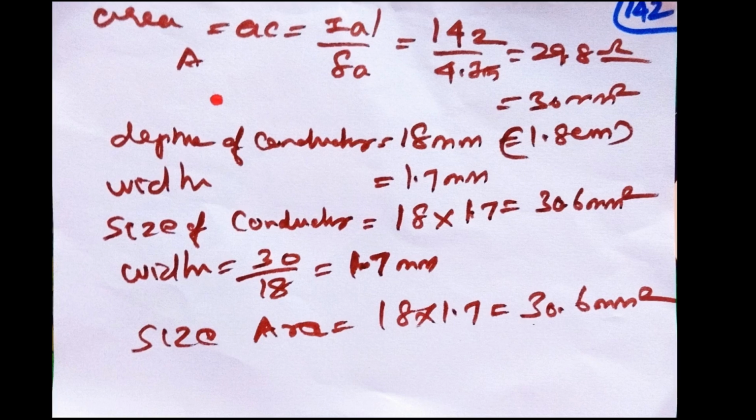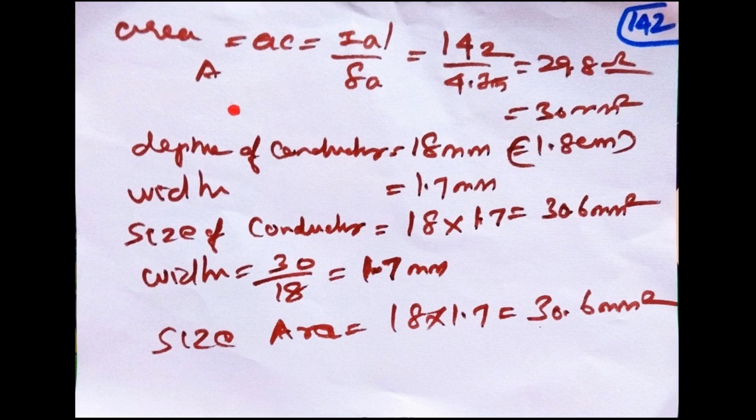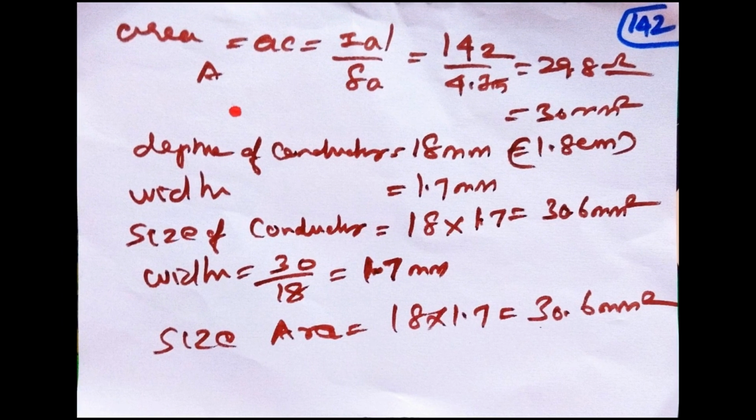Area calculation procedure. Area A C, that is I A dash divided by delta A, is equal to 142 divided by 4.75 is equal to 29.8, that is 30 millimeter square. Depth of conductor is equal to 18 millimeter, 1.8 centimeter. Width of conductor is 30 divided by 18 is equal to 1.7 millimeter. Size of conductor is 18 into 1.7, 30.6 millimeter square. That is the procedure for area calculation.